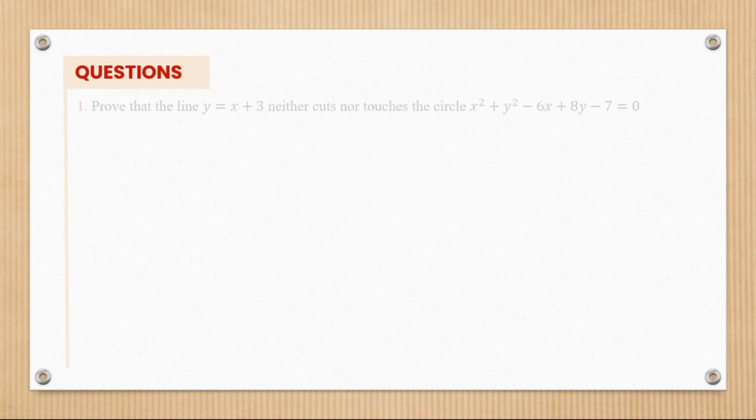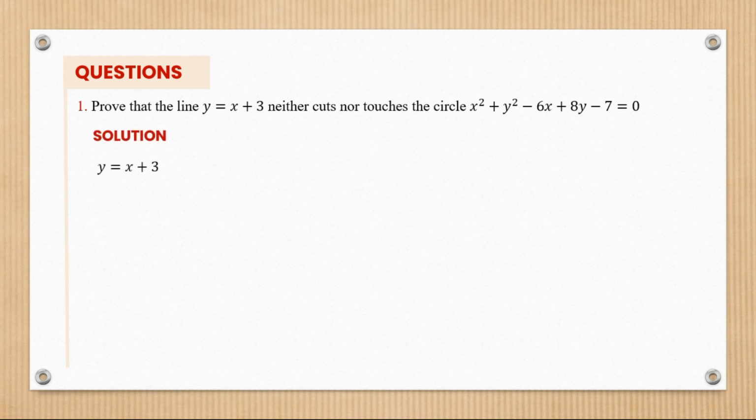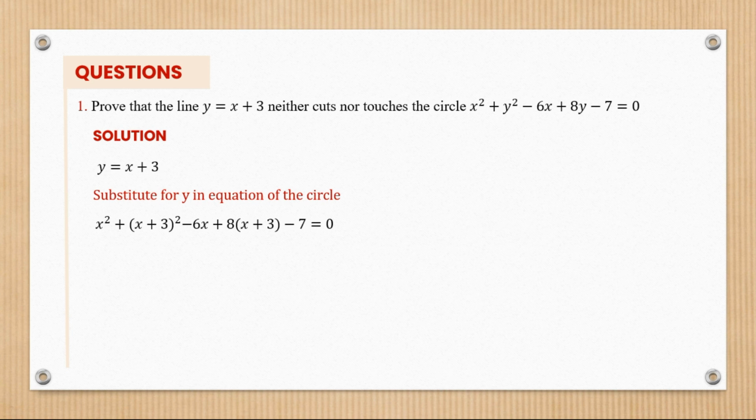Let's look at some examples. I've been told to prove that the line y is equal to x plus 3 neither cuts nor touches the circle x squared plus y squared minus 6x plus 8y minus 7 is equal to 0. So this is the line that we've been given. The first step shall be to substitute for y into the equation of the circle. So where there is y, we shall put x plus 3. Now when we expand these, I'll have x squared plus 6x plus 9, and then right here, this shall give me 8x plus 24.